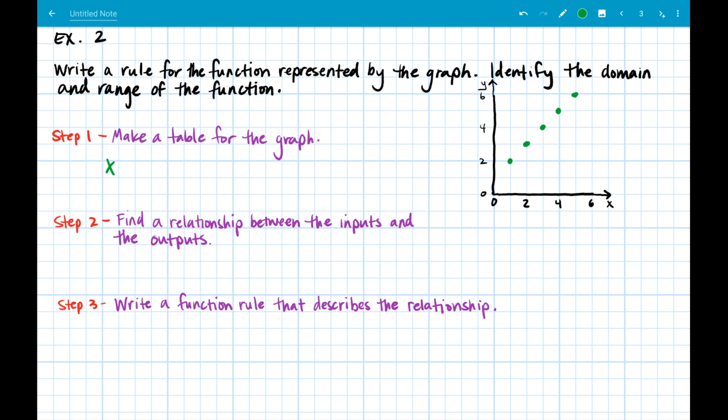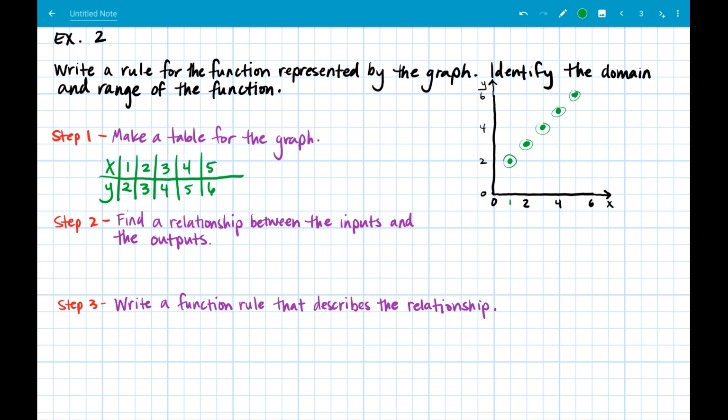So I have my input and output, my x's and my y's, and I'm going to look at each of these ordered pairs, each of these points. My first point right here is the point (1, 2). So my input x is 1, my output y is 2. The next coordinate point, you should see that it's (2, 3). So I put that on the table. The next one is the point (3, 4). The next one is (4, 5). And lastly is (5, 6). So I've just made a table for the graph. Okay, that was my first step.